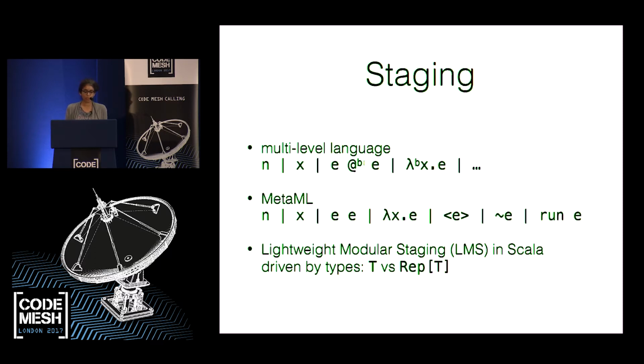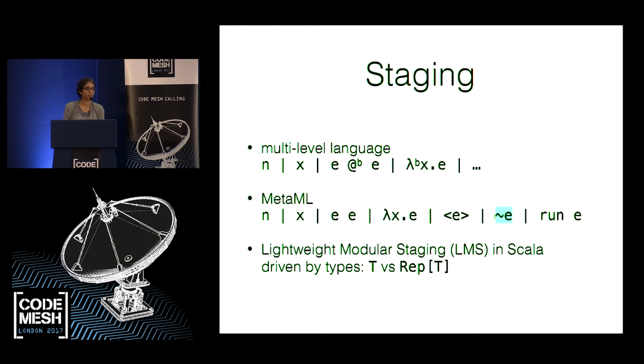Or you could even have this B could just be some integer, for example. So you would really have a multi-level language with an arbitrary number of steps. One approach taken by MetaML is just to use syntax to give you a way to quote as code and then to splice in code.